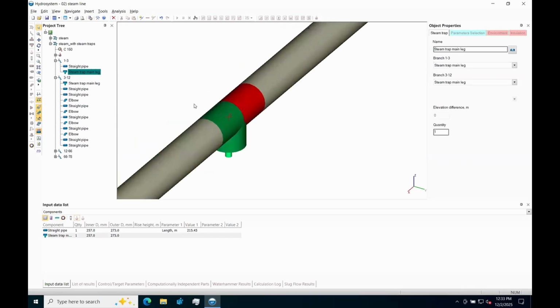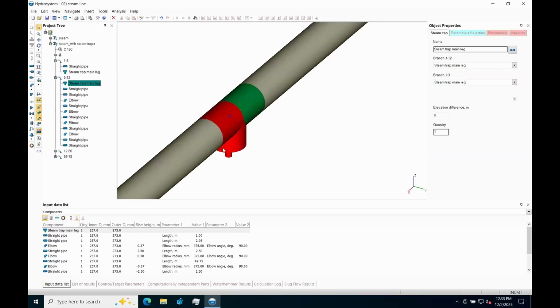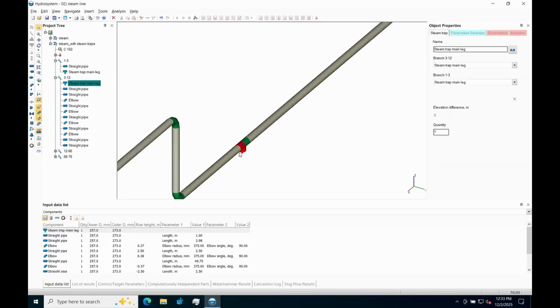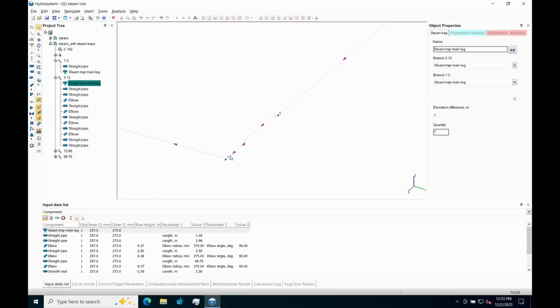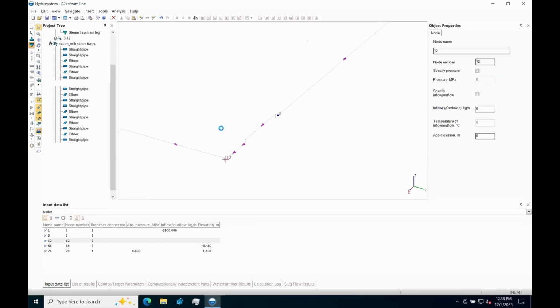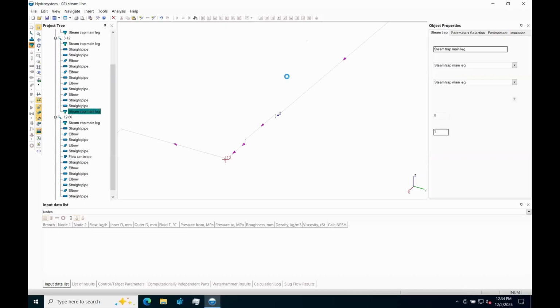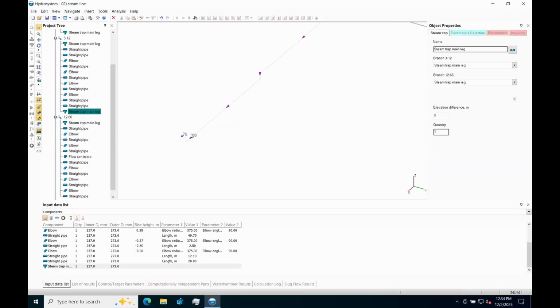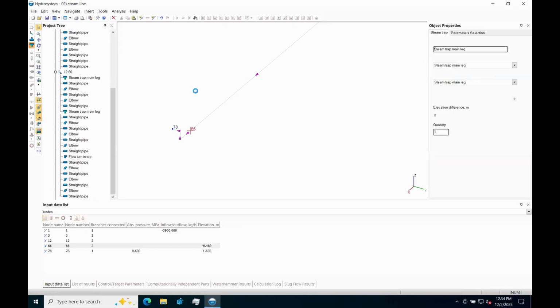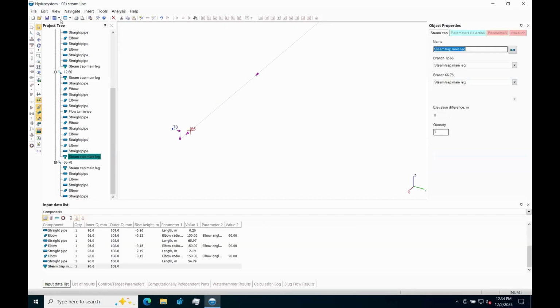As you can see, it looks like this. Here I have steam, and then the liquid will go over here. What will happen with this liquid? We don't know. We will calculate it in a new version of HYDROSYSTEM. Let's add another steam trap over here, and another steam trap over here. Okay, done. So you simply add this special type of valves, and then you're ready to perform your analysis.